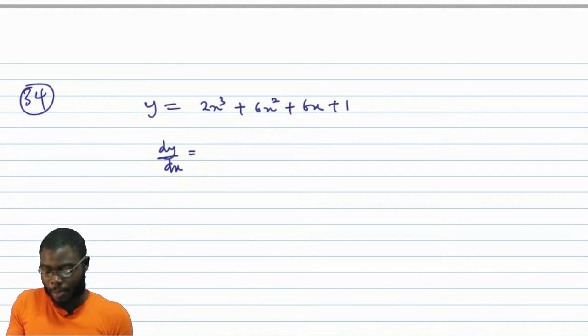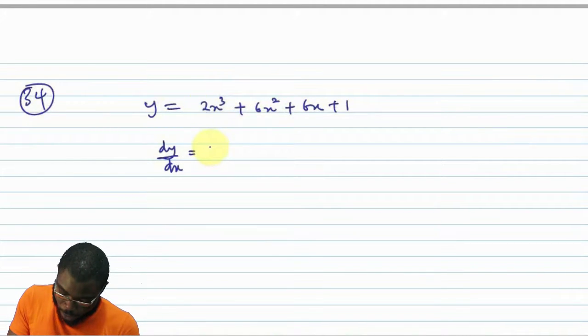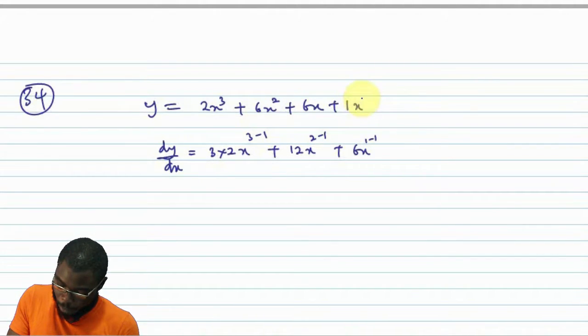Just straight on, applying the principle that we've learned before, you multiply the power by the coefficient. You have 3 times 2x raised to the power 3 minus 1, plus 2 times 6, you have 12x raised to the power 2 minus 1, plus 1 times 6, you have 6x raised to the power 1 minus 1. This one here has a power and a coefficient also, it has a variable x also, so you have this to be 0. So 0 times 1, it gives us 1.